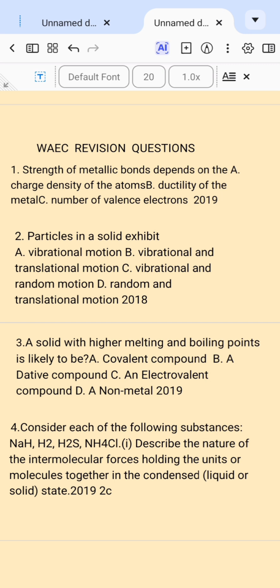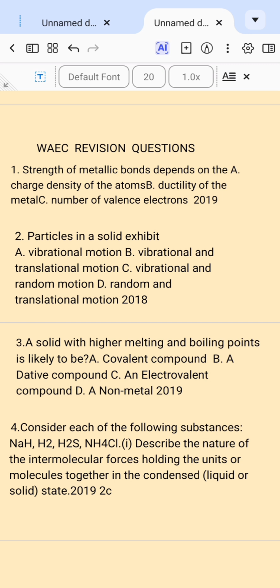We'll pause the video, go through the questions, try to solve them based on what we've done, and then come back and solve them together. So here now, the first question: strength of metallic bonds depends on A, the charge density of the atoms, B, the ductility of the metal, C, the number of valence electrons. This is year 2019 WAEC. The best answer is option C.